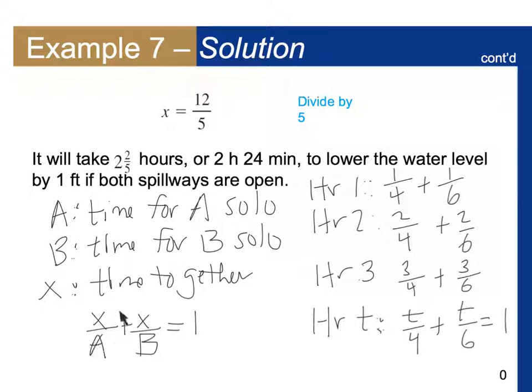So there's our relationship. And it's the same. We would still get that x equals 12/5 if we did this problem, where the 4 goes here and the 6 goes here. So this is another way of looking at that, but it gets the same solution.